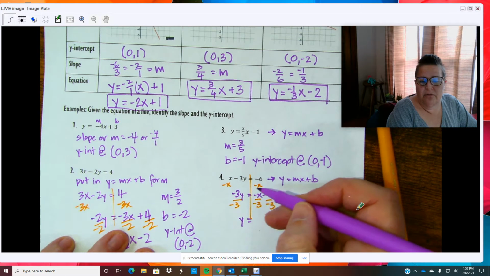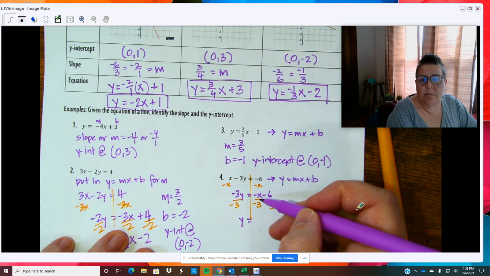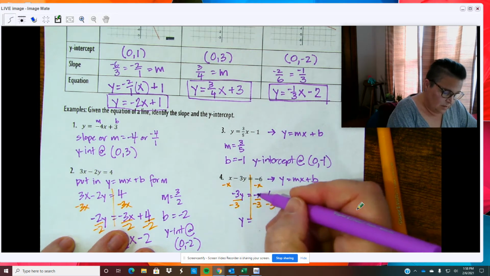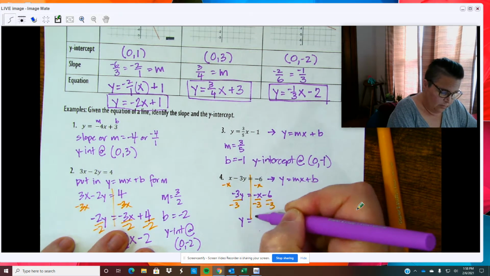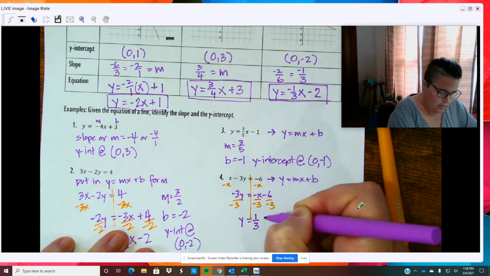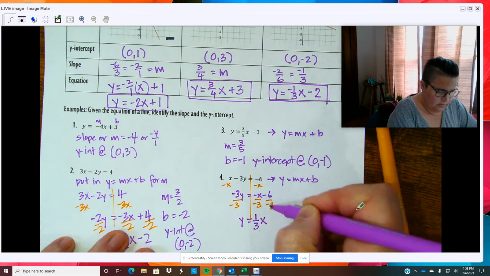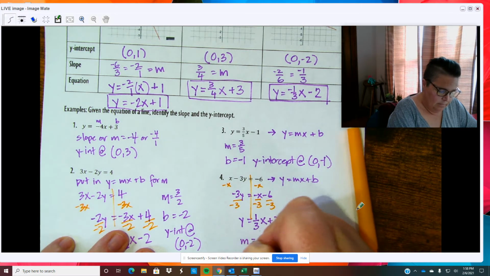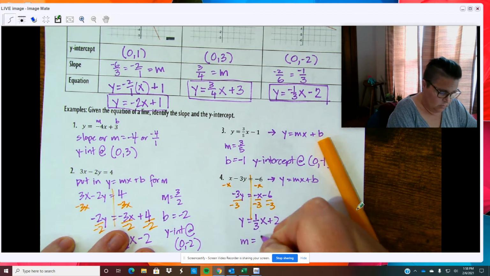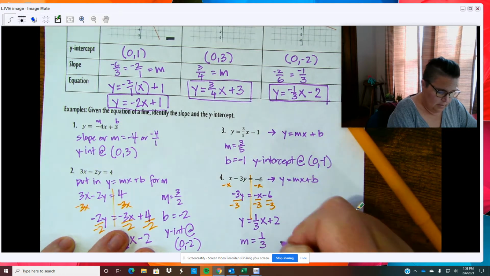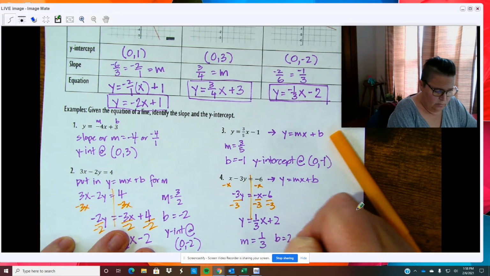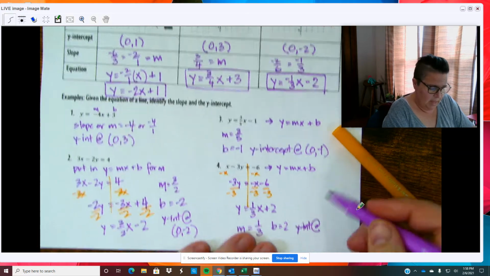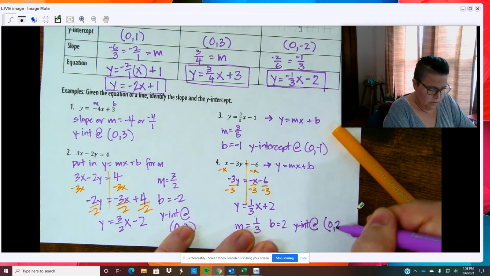There's not a number in front of that x. But how many are there? Right here, there's just one x. So this is going to be -1 over -3, or 1/3 x. -6 over -3 is a +2. So now I know my m is the coefficient of that x, or 1/3. The b is 2, so my y-intercept is going to be at the point (0, 2).